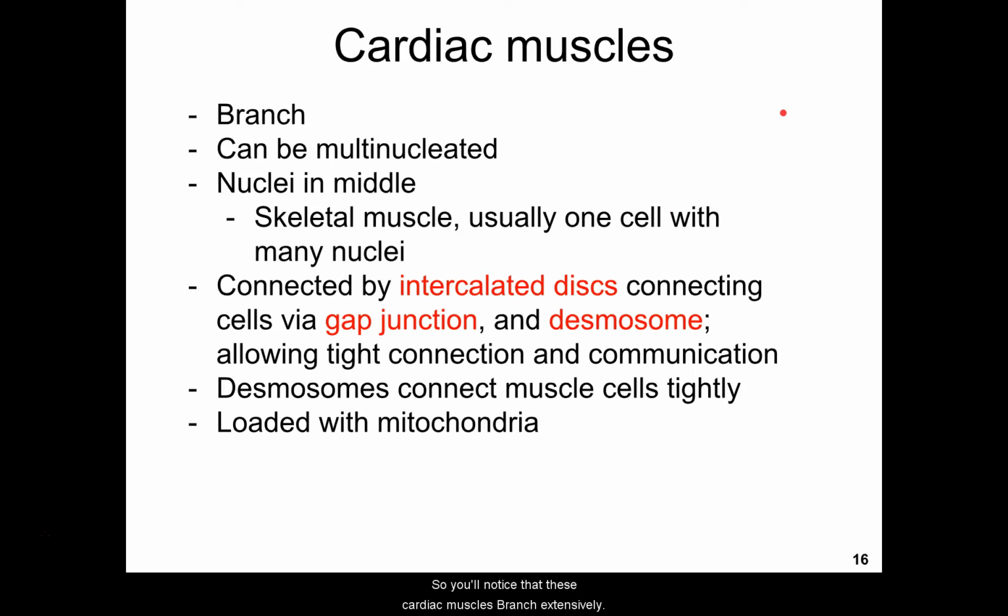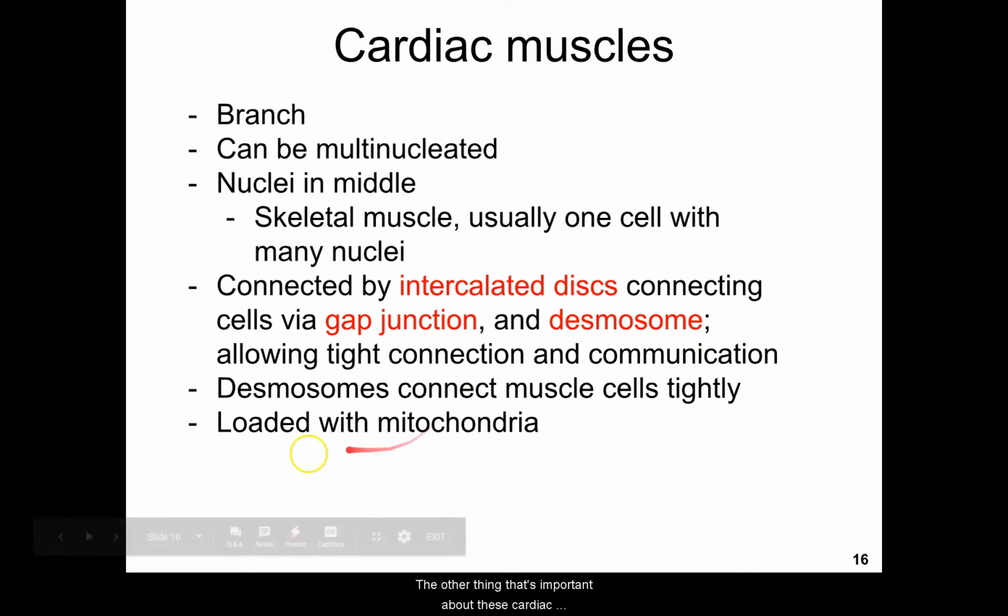You'll notice that these cardiac muscles branch extensively. They can be multinucleated. Their nuclei are in the middle, as opposed to skeletal muscle, which usually has one cell with a bunch of nuclei kind of all over the place. These cardiac muscles are 1 or 2 nuclei typically. They're connected by intercalated discs, which again have the gap junction so that cells can communicate, and the desmosomes so that they are tightly connected. And again, it allows tight connection and communication.